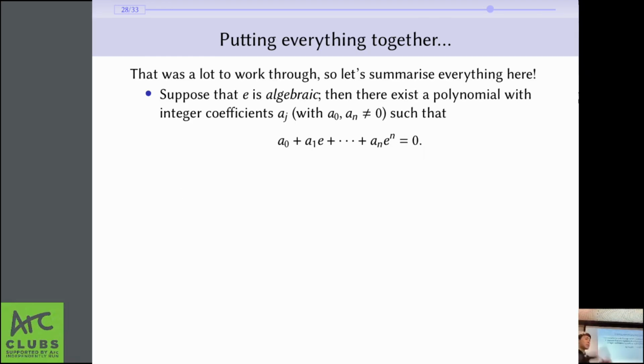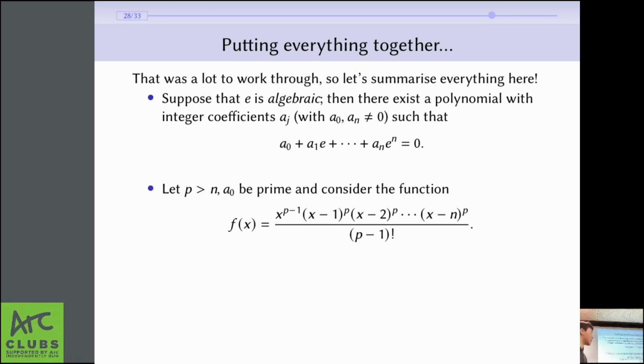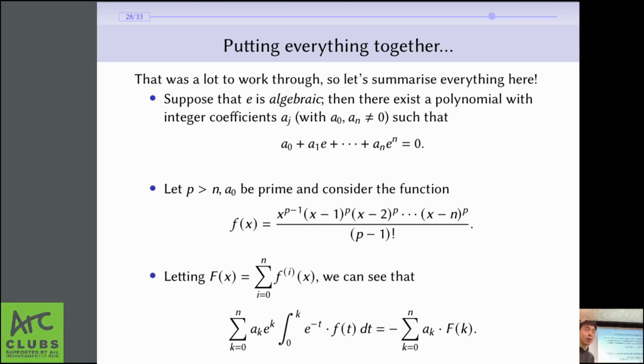So putting everything together, let's summarize everything here. Suppose that e was algebraic. This is what we start off with. If e is algebraic, then we know there exists a polynomial with integer coefficients aj, such that a sub 0 plus a sub 1 e plus all the way up to a sub n e to the n equals 0. We consider this function and we set p to be prime. And if we introduce this function and this series of derivatives, then we obtain this exact equality here.